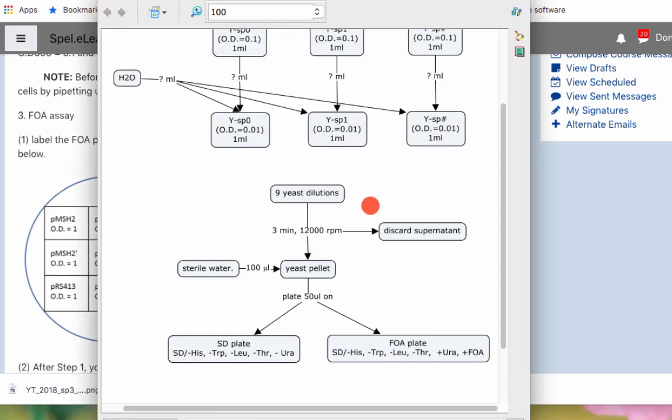Coming back to the CMAP, once you have the 9 yeast dilutions, you're going to centrifuge, discard the supernatant, and then add 100 microliters sterile water to the yeast pellet. So here you have 100 microliter yeast suspension. Half of those will be plated on SD plate using the template, and the other half will be plated on FOA plate using the same template. The growth pattern on FOA plate will tell you the mutation rate in the 3 yeast strains.